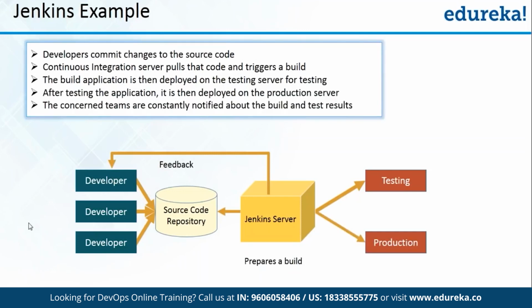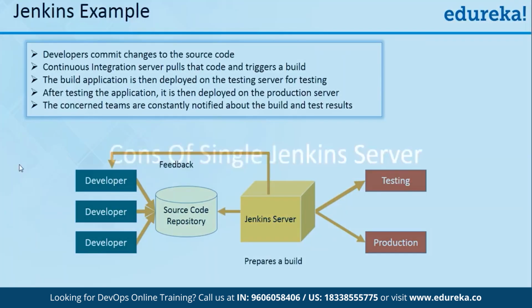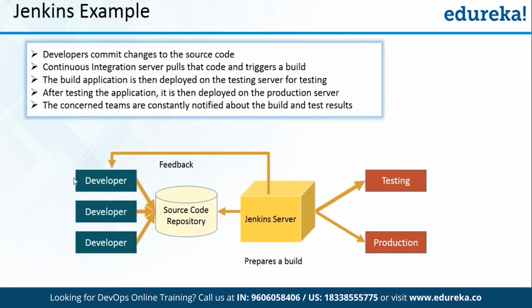Now finally you can deploy that build application onto the production environment for release. But when you have one single Jenkins server, there are multiple disadvantages. So let us discuss that one by one. So we'll move forward and we'll see what are the disadvantages of using one single Jenkins server. Now what I'll do, I'll go back to my Jenkins dashboard and I'll show you how to create a build pipeline. Alright. So for that, I'll move to my Ubuntu box once again.